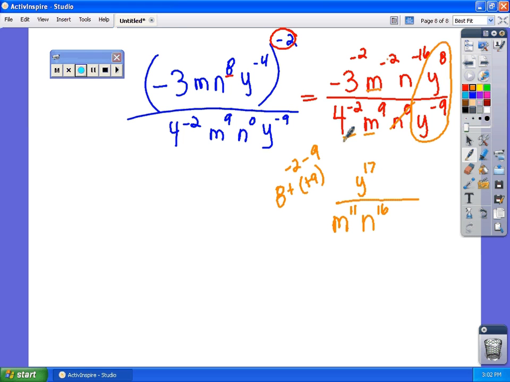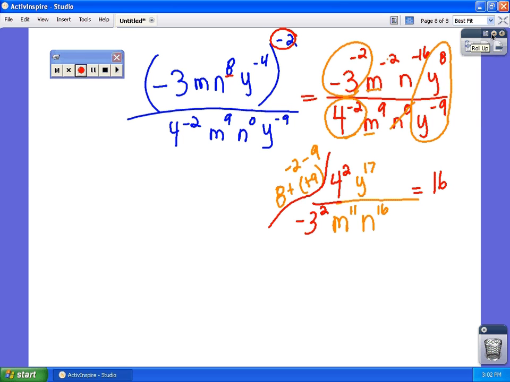Now, with the numbers, because they each have a negative exponent, you're just going to flip-flop them. So the -3 to the negative second goes to the denominator as -3 to the second, and 4 to the negative second goes to the top as 4 to the second. Now, I'm just going to simplify a little bit. 4 to the second is 16. Y to the 17th over -3 to the second is 9, +9, because -3 times -3, m to the 11th, n to the 16th. And this is your final answer.